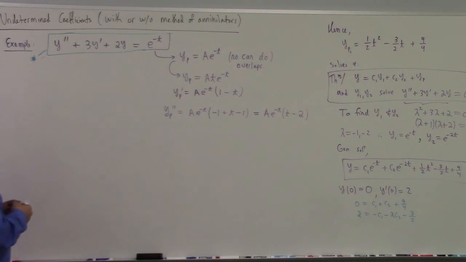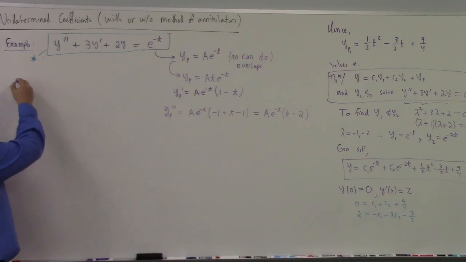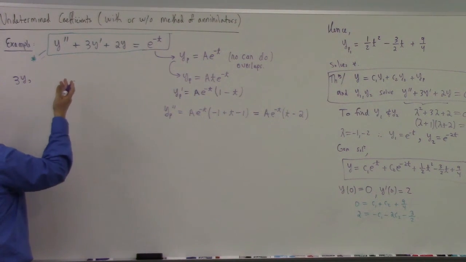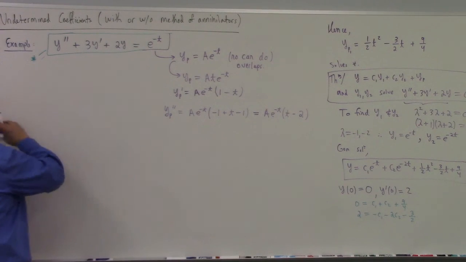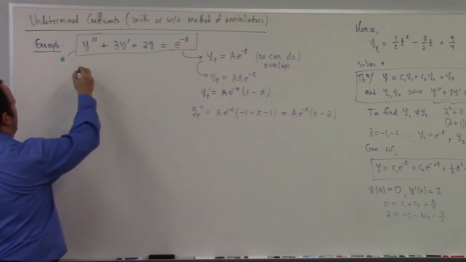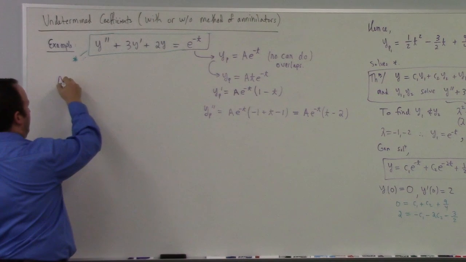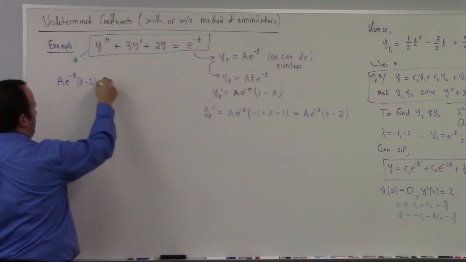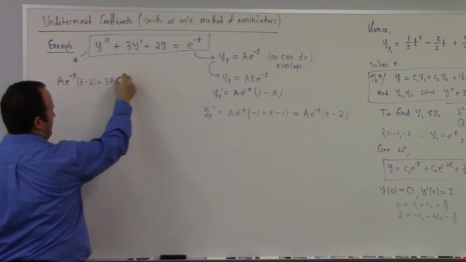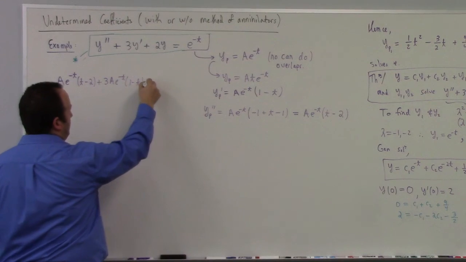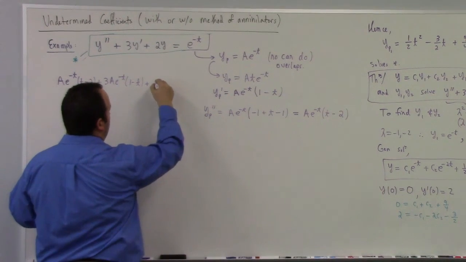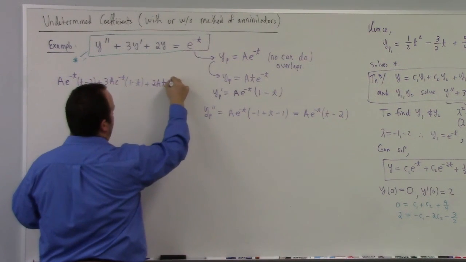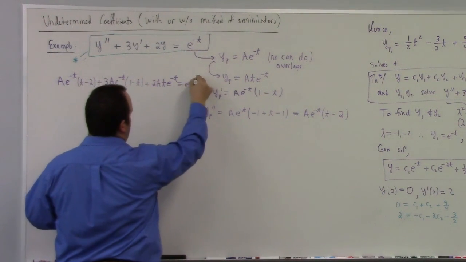Okay, and then we plug them in. So 3y... All right, so this gives me a e to the minus t times t minus 2, plus 3a e to the minus t times 1 minus t, plus 2y, which is 2at e to the minus t, equals e to the minus t.